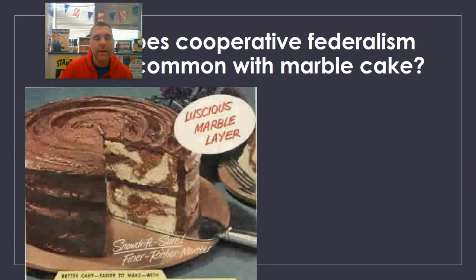Okay, now we go from 1932 to present. The term I want you to know is called cooperative. Okay. Cooperative federalism is where you have this cake, and I'll draw my cake again.